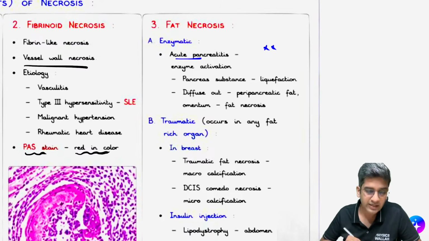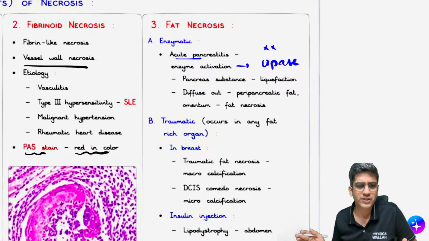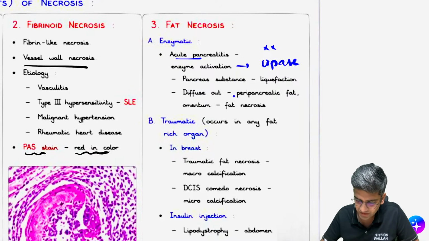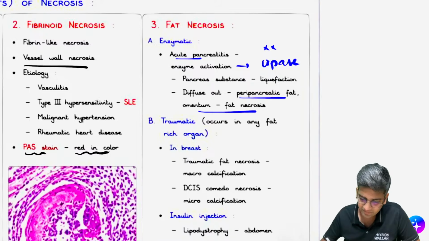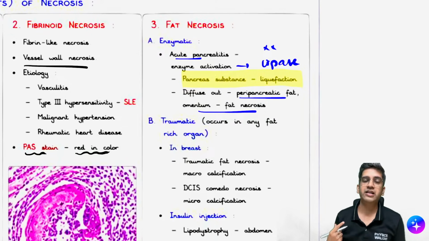So, in acute pancreatitis, the enzymes get activated. One of the enzymes I'm more concerned with here is lipase. Lipase destroys the peripancreatic fat, omental fat, and causes necrosis. I mentioned here also, in the substance of the pancreas, I'll have liquefaction, and outside the pancreas, I'll have fat necrosis.